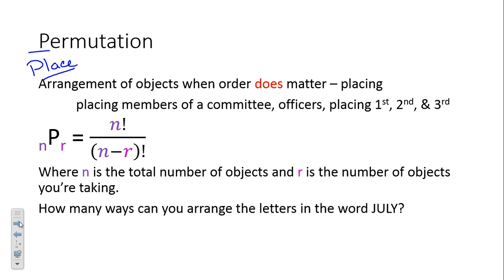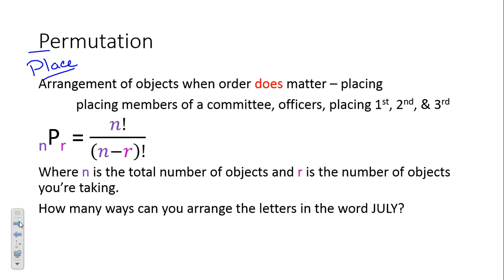So far so good? This is when order matters. We're placing people in specific titles, specific place values in a race, those types of things. So how many ways can we arrange the letters in the word July? This is an example of a permutation, rearranging those letters. They're not going to form words, but think of passwords and so forth.